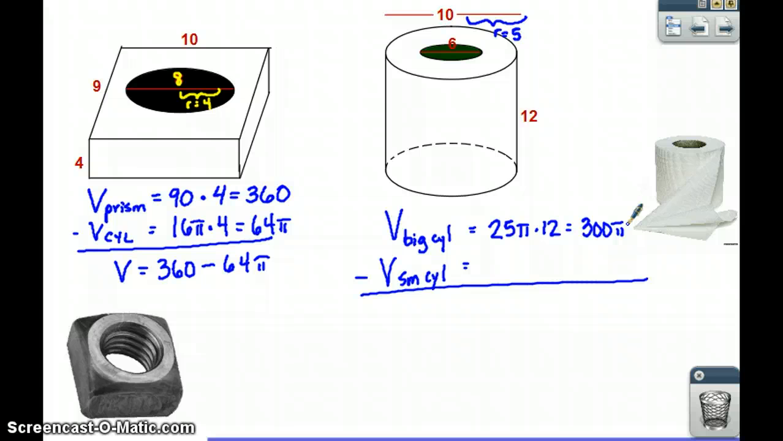The volume of the small cylinder, well, the diameter is 6, so the radius is 3. Pi r squared is 9 pi times that same height, 108 pi. Now, I can go ahead and combine these because they both have pi's in them. So my volume is 192 pi.